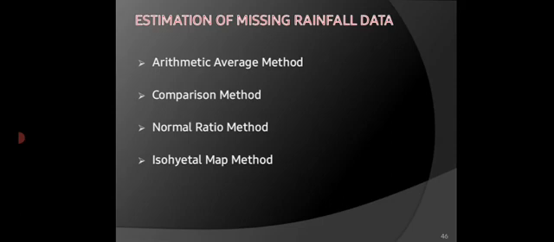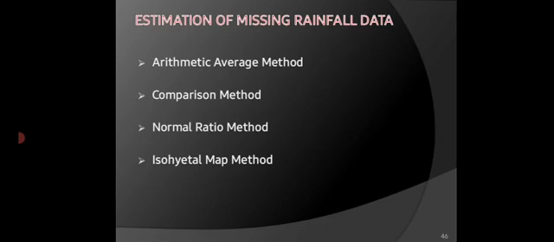The methods are: 1. Arithmetic average method. 2nd, comparison method. 3rd, normal ratio method. And 4th, isohyetal method, right? Let's see these methods one by one. Other than the last, these are mathematical methods, like arithmetic average and comparison. The last one, I can say, is a hydrological method to find out missing rainfall data. Let's see them one by one.